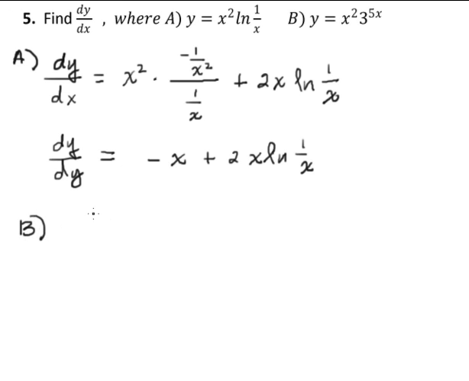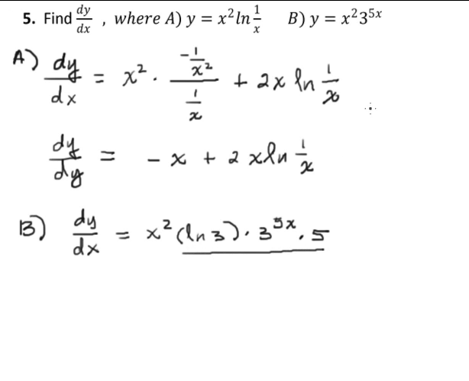And for B, we're going to use a product rule as well. So we have the first times the derivative of the second. Now the derivative of 3 to the 5x, well, first we have log 3 times 3 to the 5x times the derivative of 5x, which is 5. All right, so all that is the derivative of 3 to the 5x. So that would be the first times the derivative of the second plus the derivative of the first times the second.